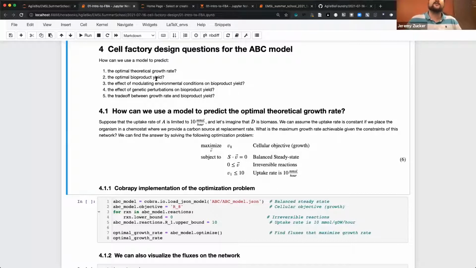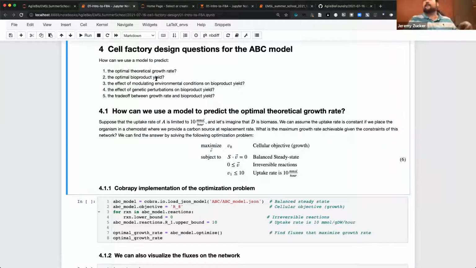And then there's an important question about yield versus growth rate. Turns out that there's an important trade-off: sometimes the more product you produce, the slower the organism grows. And that can be a problem if you are worried about evolutionarily stable solutions, where some mutant that produces less of your bioproduct might outcompete your strain of interest.